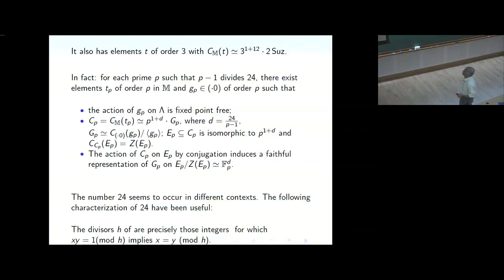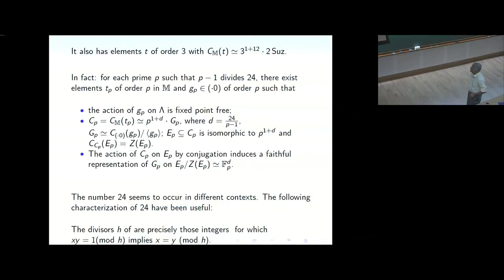See, it also has elements of order 3 whose centralizer is an extension of the Suzuki group by an extra special group. And you have similar things for the other primes p for which p minus 1 divides 24, that is 5 and 7, I think. They also lead to simple groups, the so-called Thompson group and the Harada group, which is involved in the monster. Somehow this special property of the number 24 seems to have very important significance.